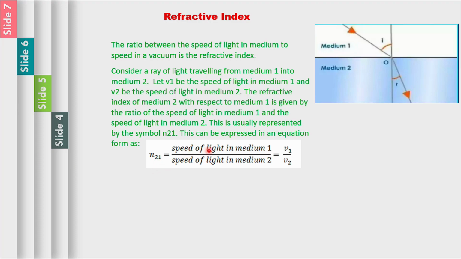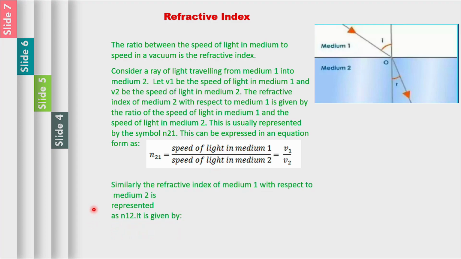N21 equals speed of light in medium 1, that is V1, divided by speed of light in medium 2, that is V2. So this is the way we are going to express refractive index in equation form. So let us take a different way.